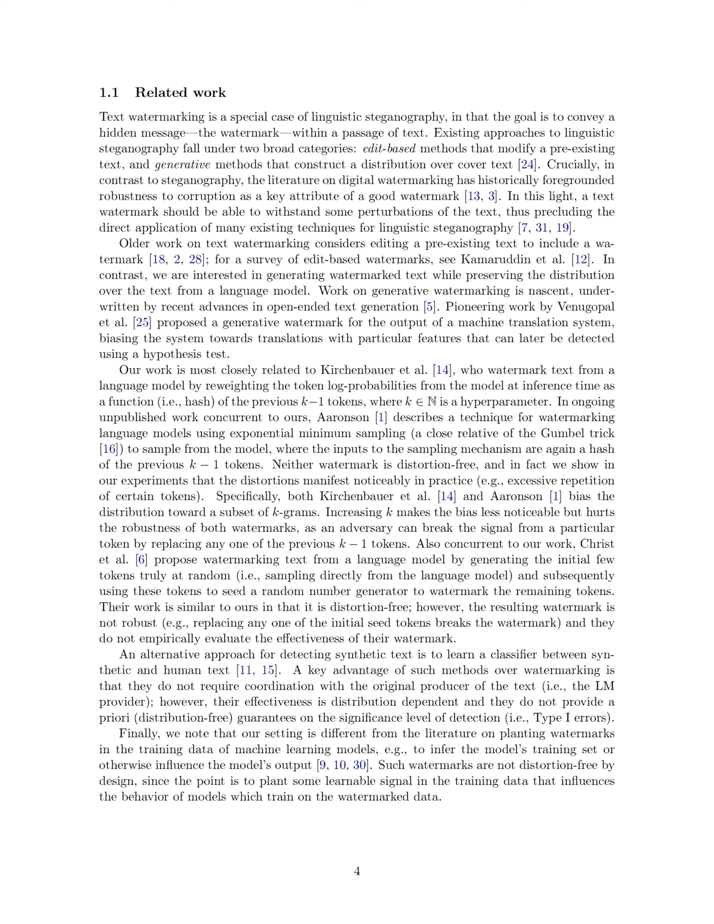Section Summary. Text watermarking involves hiding a hidden message within a passage of text. Existing approaches fall into two categories: edit-based methods that modify existing text, and generative methods that construct a distribution over cover text. Our work focuses on generative watermarking, specifically on preserving the distribution over the text from a language model, while previous approaches have shown distortions in the watermark text.